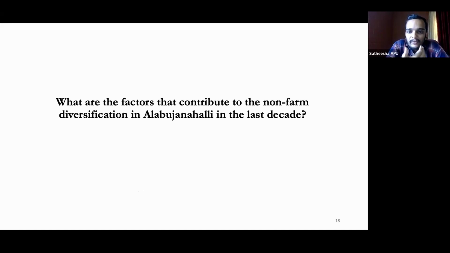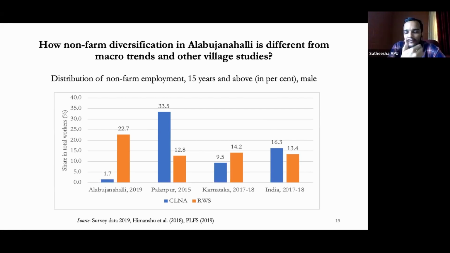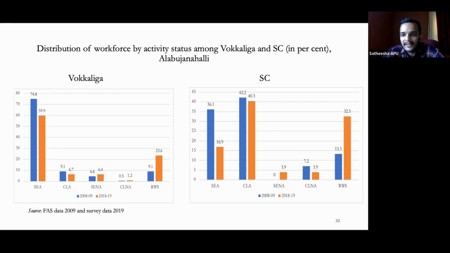But as I mentioned, the recent survey shows strong signals of diversification. And if you look at the nature of diversification, it is quite different from the trend observed at the national level and in other village studies. One important factor is the high share of regular employment. Around 23% of them are regularly employed. Whereas in the well-studied village of Palampur, the diversification towards the non-farm sector is largely driven by casual employment, mainly construction. Another aspect is the high share of SC in regular employment. In 2018-19, around 33% of the SC workers were employed in regular employment, which is higher than the share of Vokkaligas.